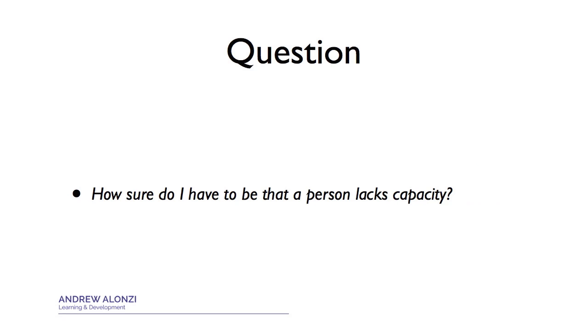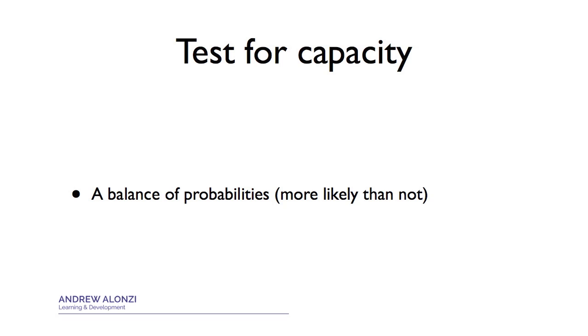How sure do I have to be that a person lacks capacity? If you conclude a person lacks capacity to make the decision, you need to be able to show that your decision is on a balance of probabilities. This means being satisfied that it's more likely than not a person lacks capacity to make the decision in question.